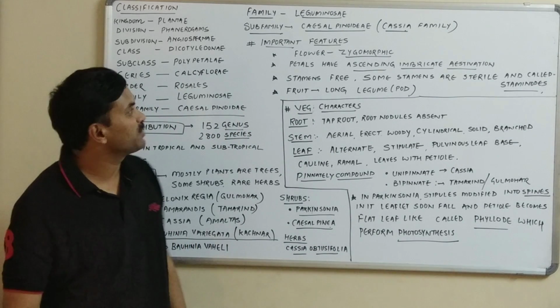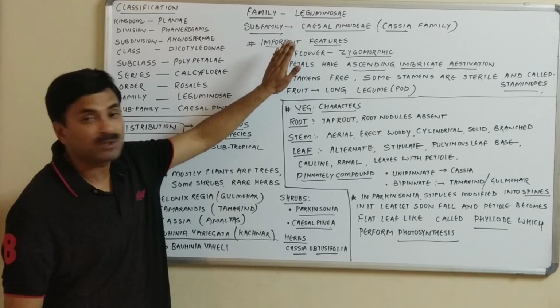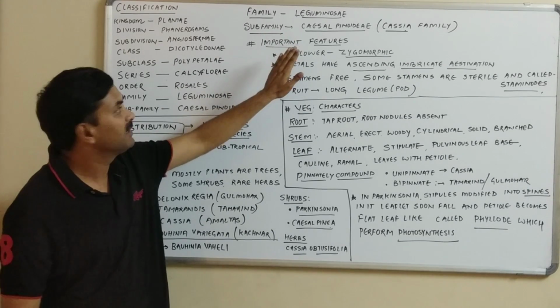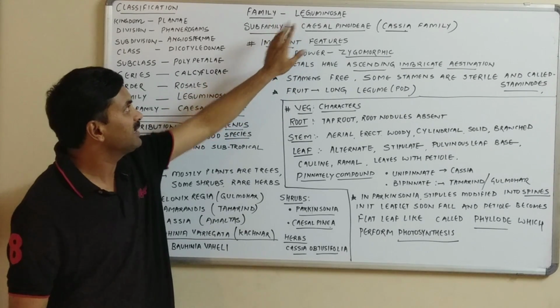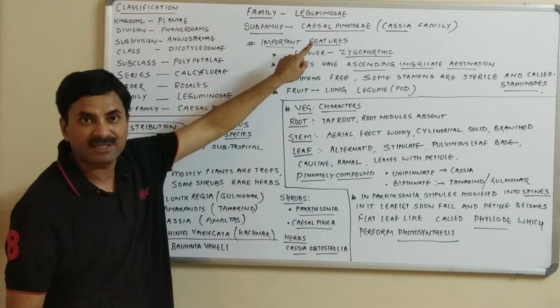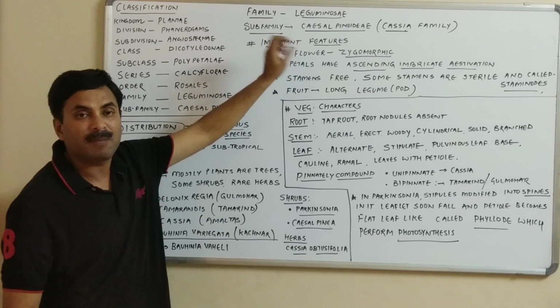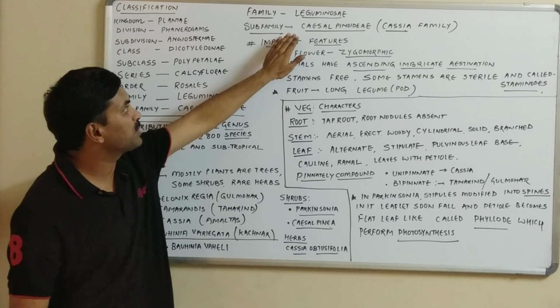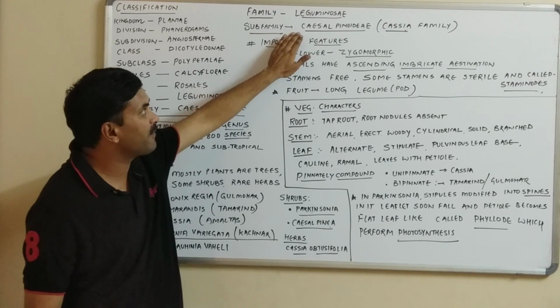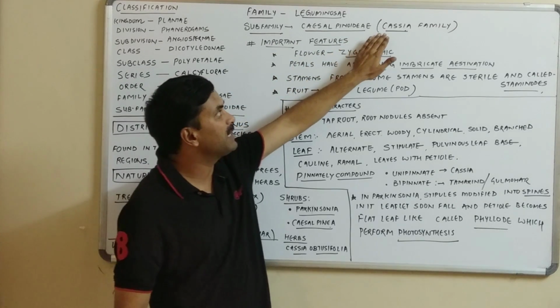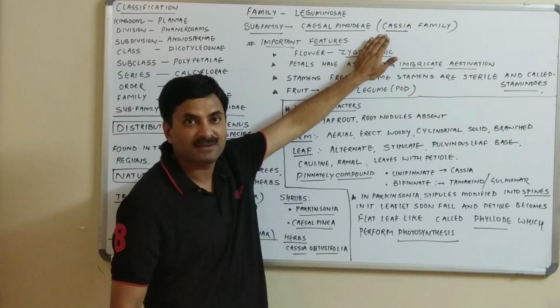Hello students, today we are going to discuss the second subfamily of the family Leguminosae, and that is known as the Caesalpinoidae. In the previous video, you have seen the Papilionaceae family. Today we are going to discuss the Caesalpinoidae family, which is commonly called the Cassia family.